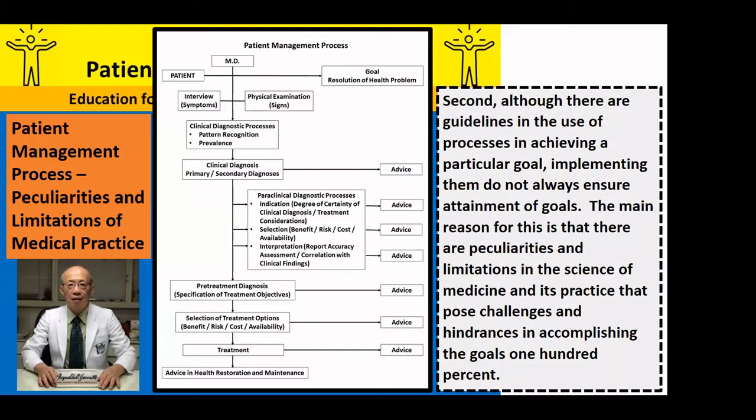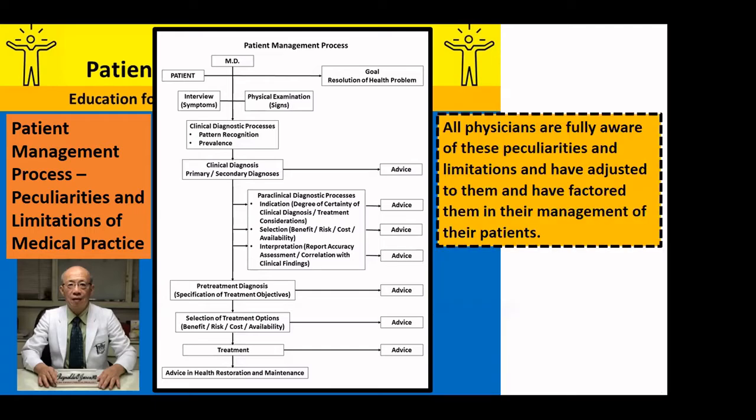Second, although there are guidelines in the use of the processes in achieving a particular goal, implementing them does not always ensure attainment of goals. The main reason for this is that there are peculiarities and limitations in the science of medicine and its practice that pose challenges and hindrances in accomplishing the goals 100%. All physicians are fully aware of these peculiarities and limitations and have adjusted to them and have factored them in their management of their patients.